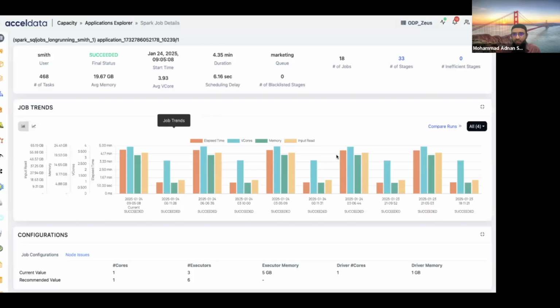Now, this is a quick sneak peek, and I just want to introduce Pulse as one of the components. Pulse is one of the products which helps to understand what is the usage at each and every job level and how was the execution over a period of time. So this is a classic representation of one of the jobs which was run by user Smith, ran in the marketing queue. And this gives you a quick sneak peek to understand what was the execution time, how much memory it has utilized, what was the input read, and what was the time elapsed for this particular job over a period of time.